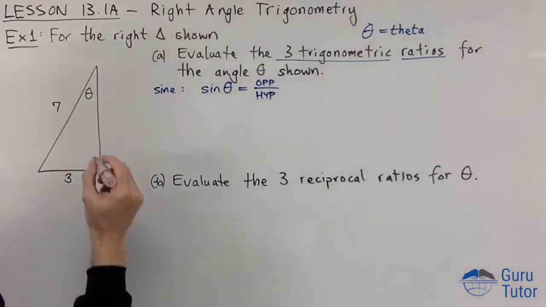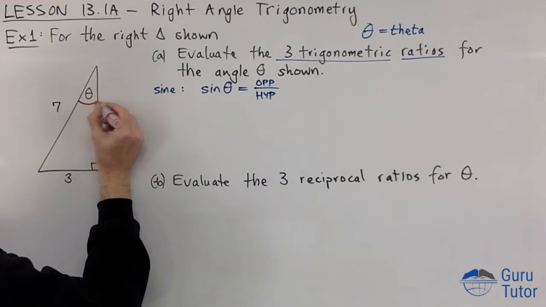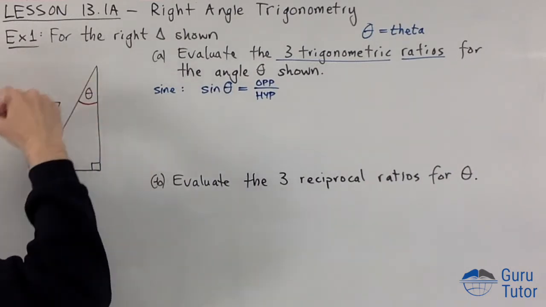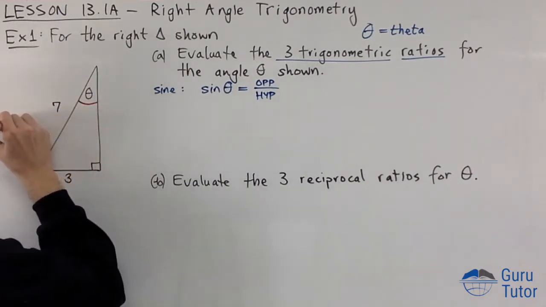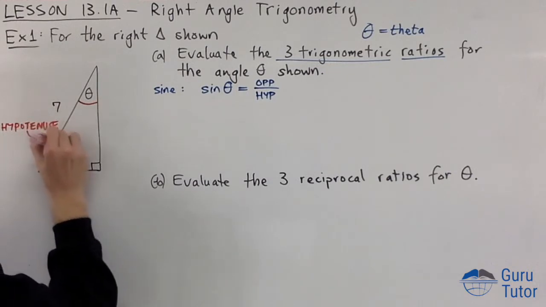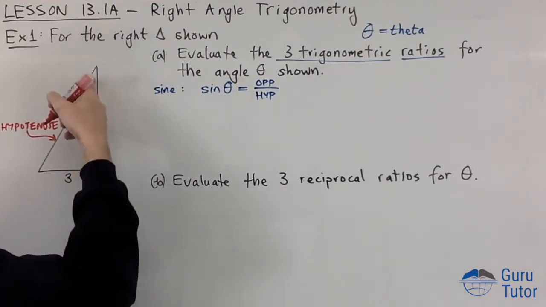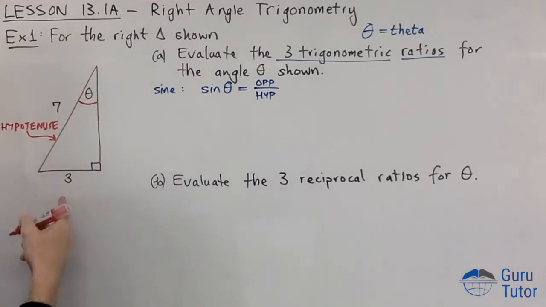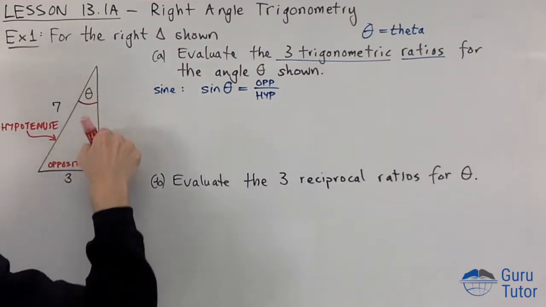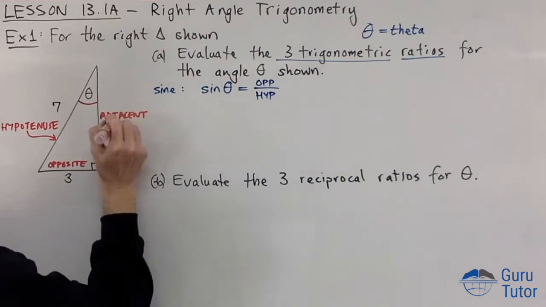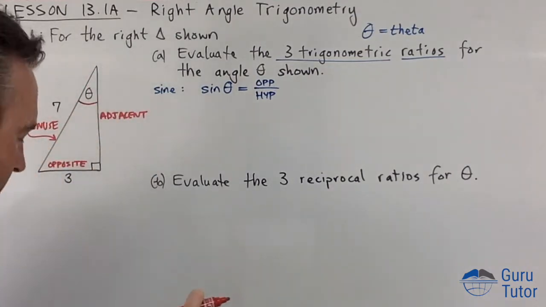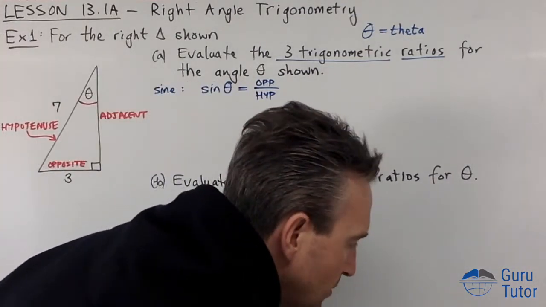Well, if this is the angle theta, then we have ways to describe the three sides of the triangle. This is always the hypotenuse. It's always the longest side in the right triangle. It's always opposite the right angle. And then you've also got an opposite side. This one's the opposite. And this one here is called the adjacent, kind of like the next door neighbor of theta that is not the hypotenuse. So just be careful when we're talking about the angle theta.